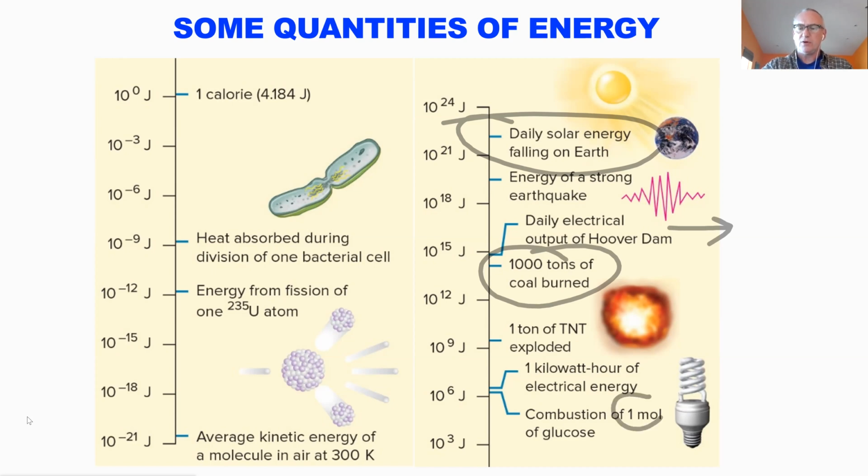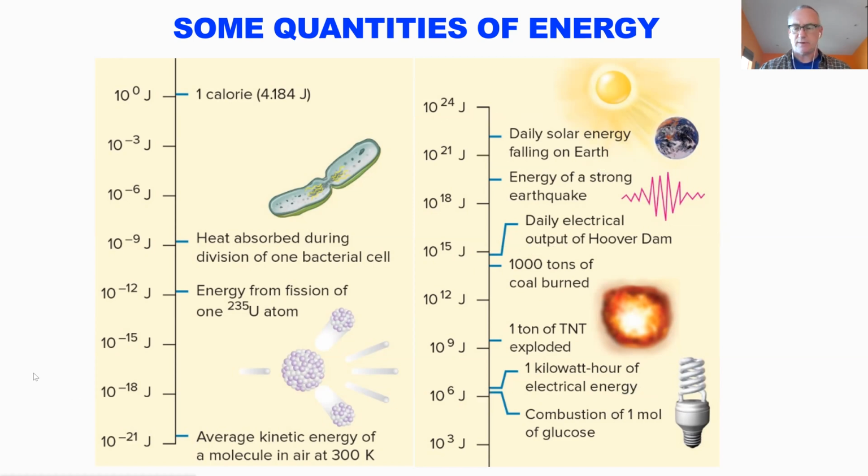Combustion of 1 mole of glucose is down there. A mole of glucose is about, see, 180 grams. It's a lot of sugar. Shouldn't eat that much sugar, but there's a lot of energy in there. Excuse me. And again, that energy comes from the chemical bonds in the glucose. And we'll talk about how we get that energy out.